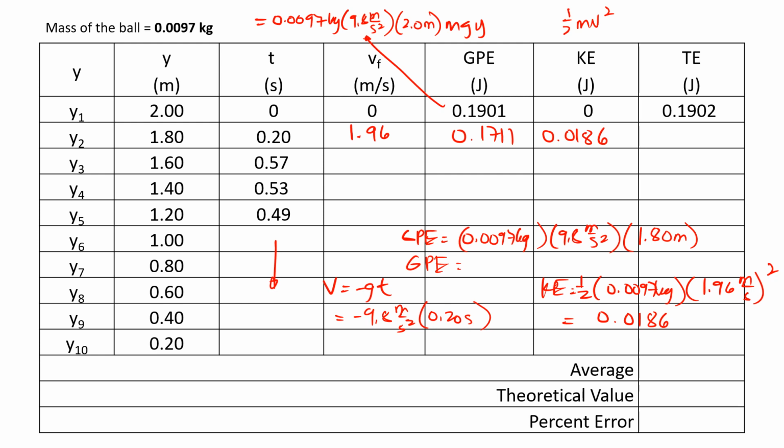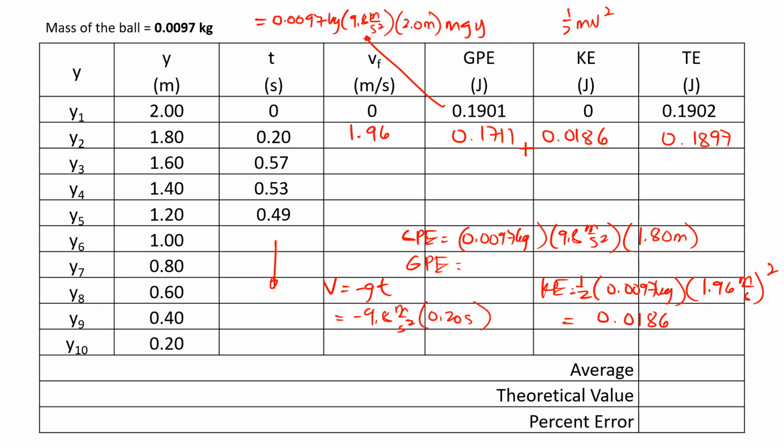Now let's compute the total energy again. Total energy is simply the sum of the GPE and kinetic energy. So we need to get the sum of this, which is 0.1711 plus 0.0186. So the answer here is 0.1897. So this is the total energy at 1.80 meters height.